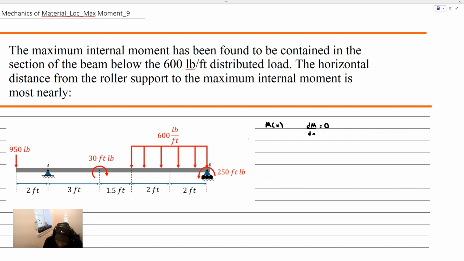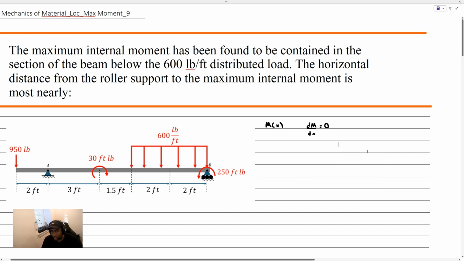Remember that if you had a function and that function reached a peak, the derivative or the slope of the tangent line to that curve would be flat at its peak. If we know that the derivative is flat, that means it corresponds to a local minimum or maximum, and we know that that local maximum is going to occur under the distributed load because that's what was told to us in the problem.